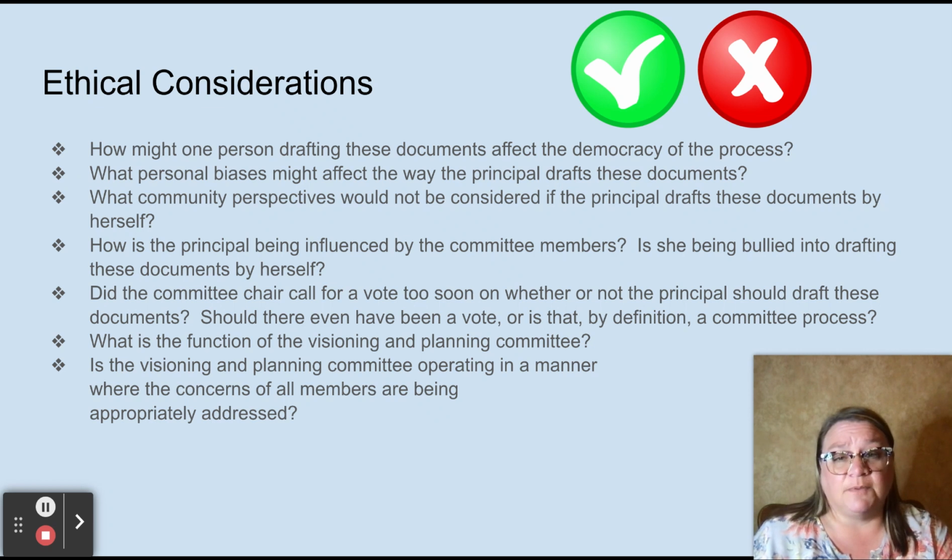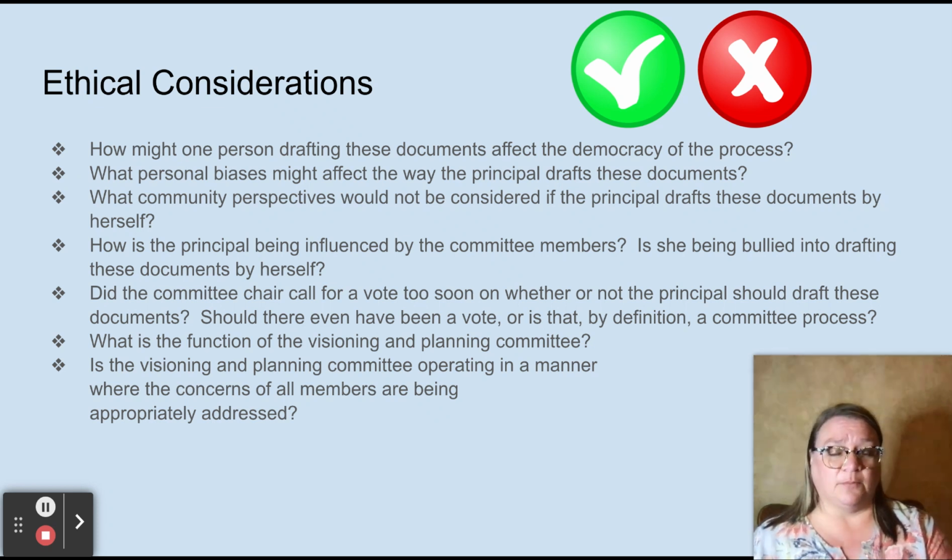And should that even have been a vote, or is that by definition a committee process for that visioning and planning committee? And what is the overall function of the vision and planning committee? And is the vision and planning committee operating in a manner where the concerns of all the members of the committee are being appropriately addressed? So, did she get a chance to kind of present her side?